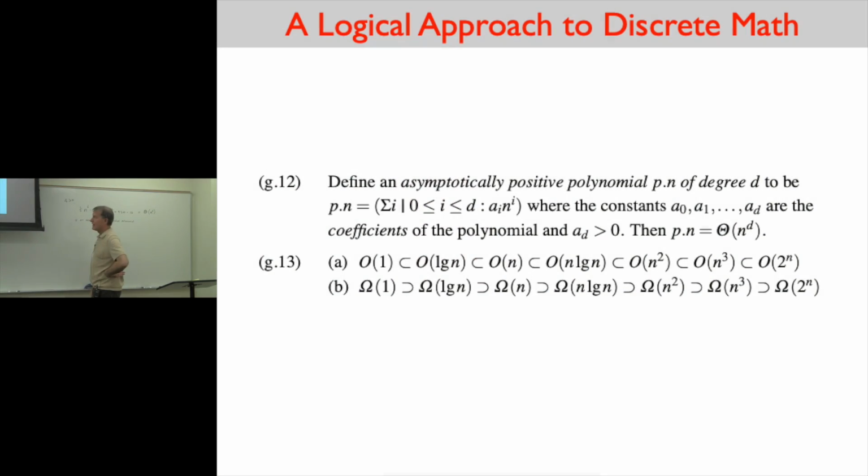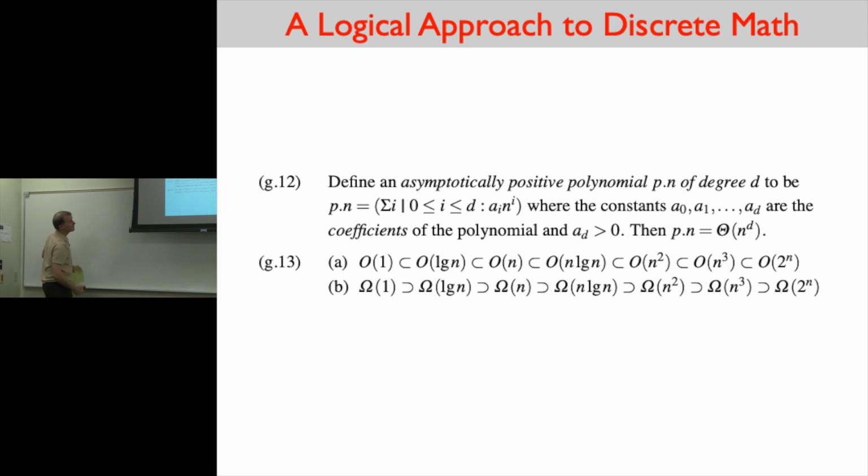Now, the very last thing I want to do with this material is take a look at G.12, the last theorem. No, G.11 is not a definition. The definition is the definition of an asymptotically positive polynomial. The theorem is that it is big theta of n to the d, which you can prove from the definition of big theta, but we're not going to take time to prove it in general.